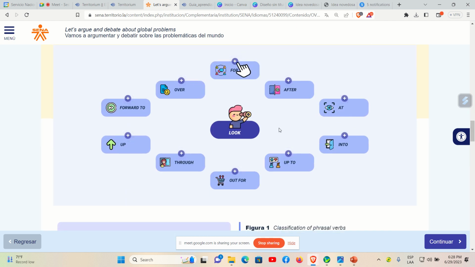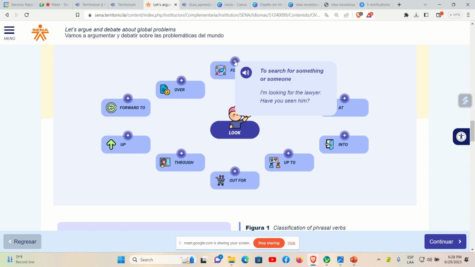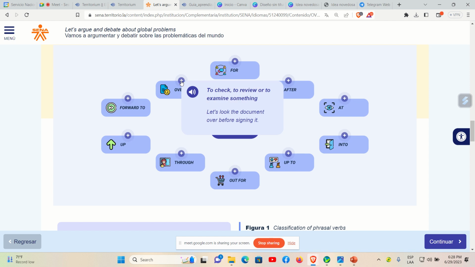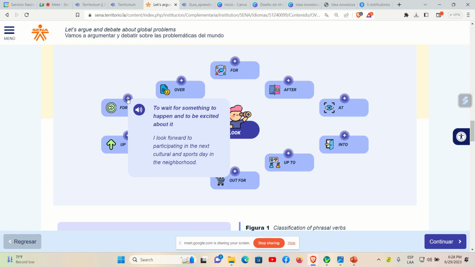Here we have look. Este verbo look has a lot of phrasal verbs. So if you combine look with for, we have look for, okay? So it's to search for something or someone. I'm looking for the liar. Have you seen him? Look for. Look over, to check, to review, or to examine something. So let's look the document over before signing it. Okay, review, look over.